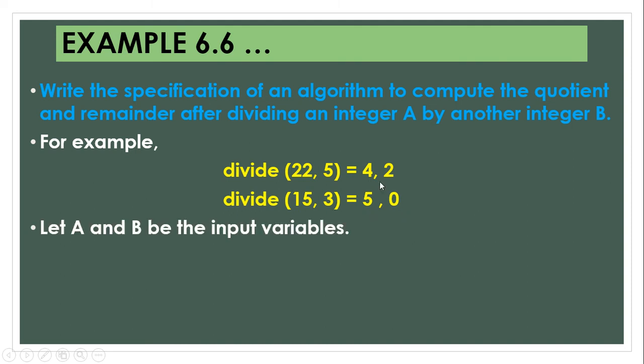So how can we write the specification for this? Let's discuss it. Okay, as soon as we analyze a problem, we have to identify the input here. So what input can we take? Now we need two values. One is the dividend, and the other is the divisor.